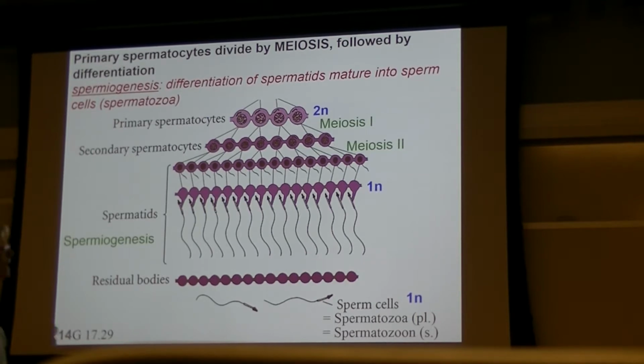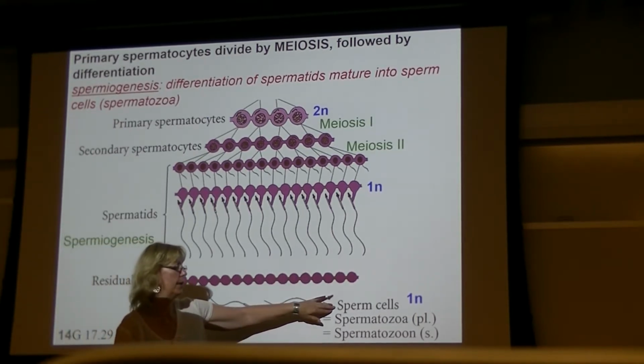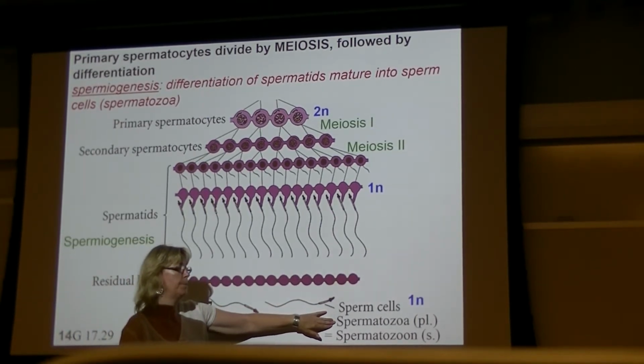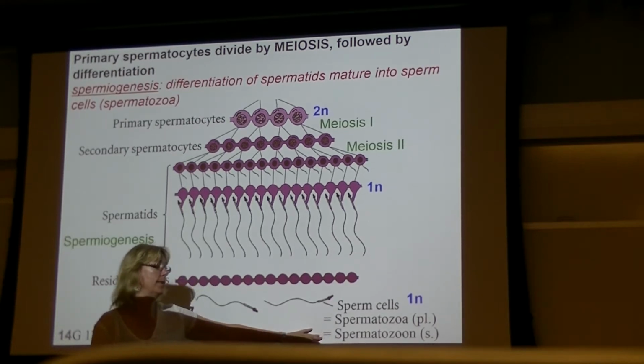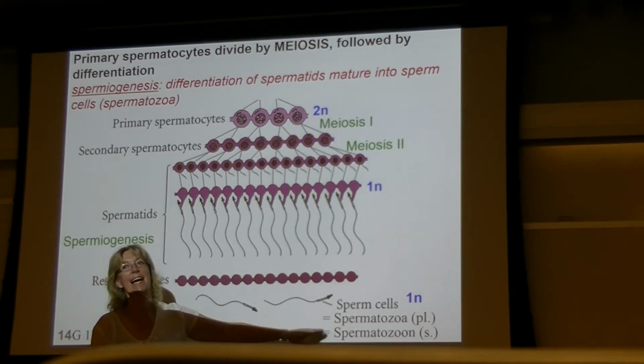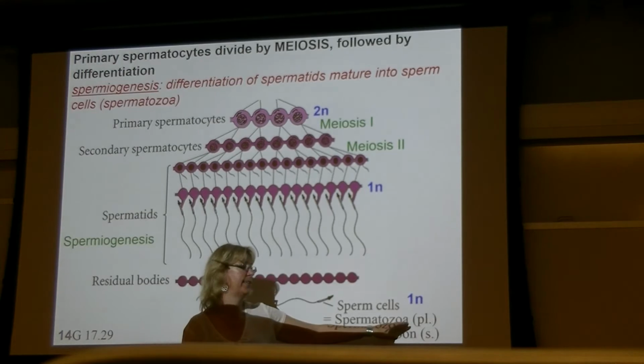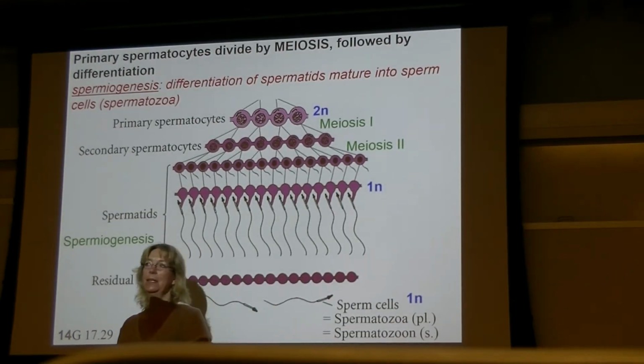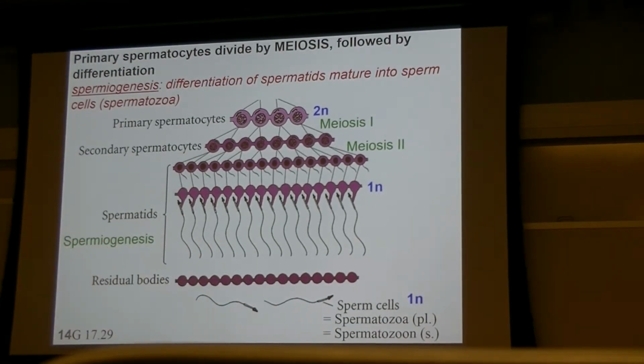So sperm cells that are haploid, we can also call them spermatozoa or spermatozoon. So you're going to see some of these Latin endings. Generally the A is the plural version and the O is the singular version.